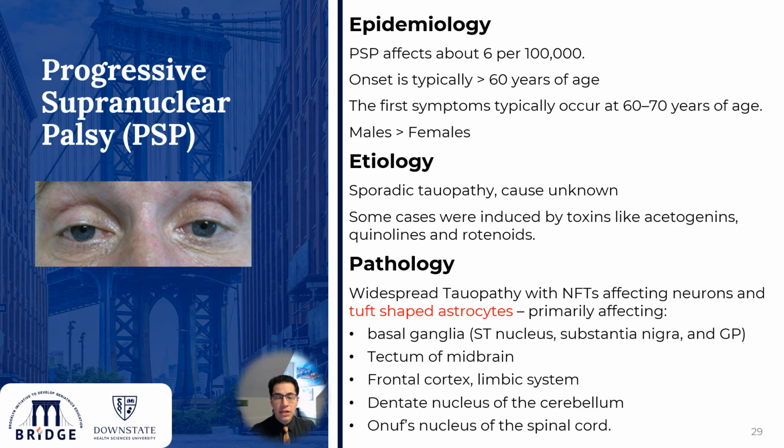The pathology is usually in the form of widespread tauopathy with neurofibrillary tangles affecting neurons and tuft-shaped astrocytes, primarily affecting the basal ganglia, the midbrain, the frontal cortex, the limbic system, the dentate nucleus of the cerebellum, and the Onuf's nucleus of the spinal cord.